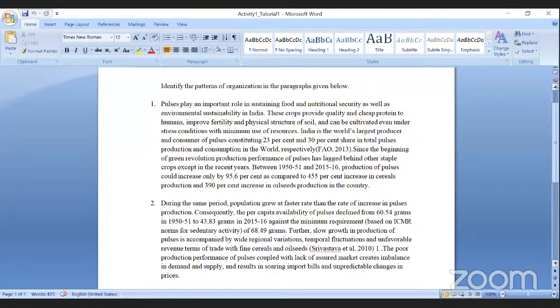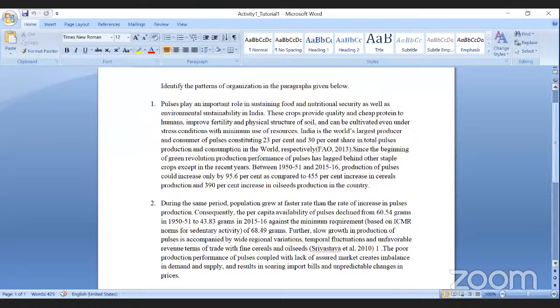It starts with facts and figures and then approaches one at a time. In the starting of the paragraph, it has described each and every data, so according to the data the entire analysis has been given. What exactly has been inferred? The last sentence, based on all of that, says poor production performance of pulses coupled with lack of assured market creates imbalance. Basically reinforced as already mentioned, but now after having given the facts and details.